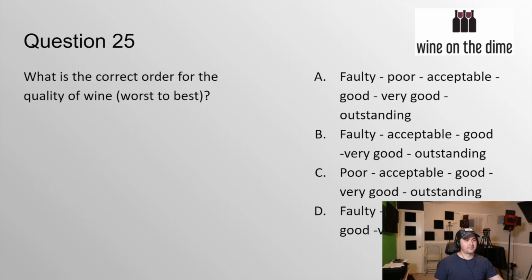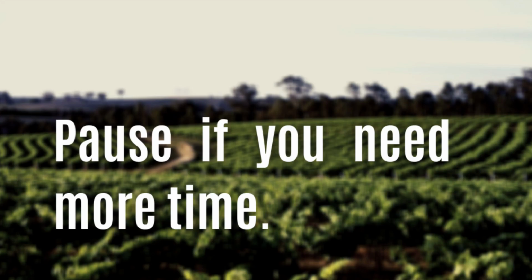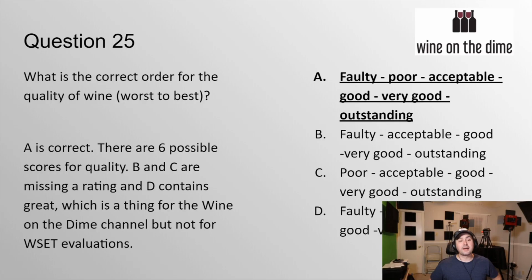Question 25. All right, so what is the correct order for the quality of wine from worst to best? Faulty, poor, acceptable, good, very good, outstanding. Faulty, acceptable, good, very good, outstanding. Poor, acceptable, good, very good, outstanding. Or faulty, poor, acceptable, good, very good, or great. All right, so the answer for this is faulty, poor, acceptable, good, very good, outstanding.